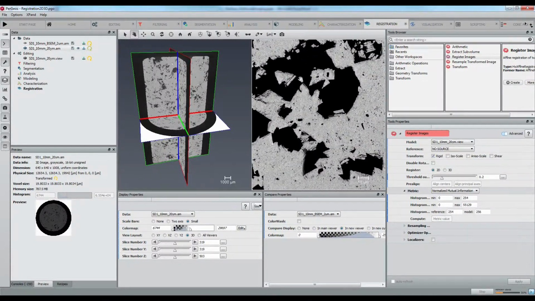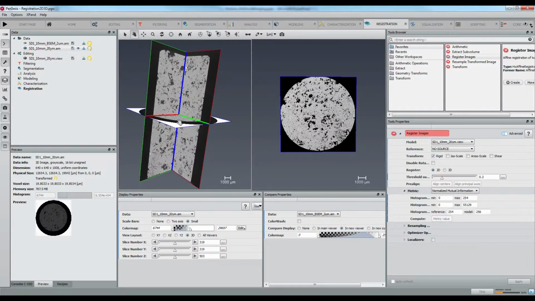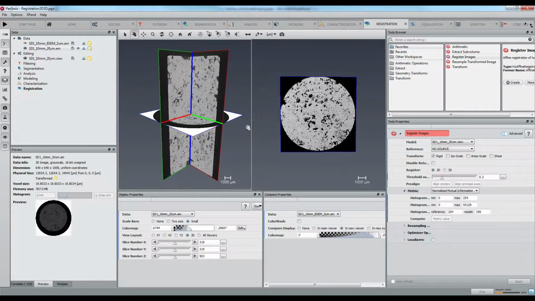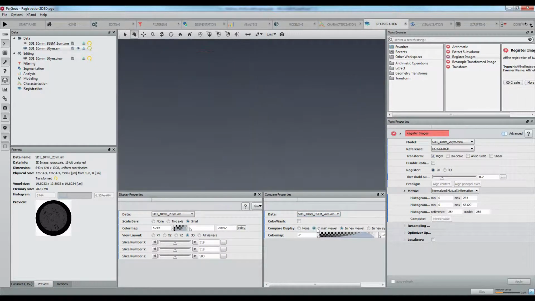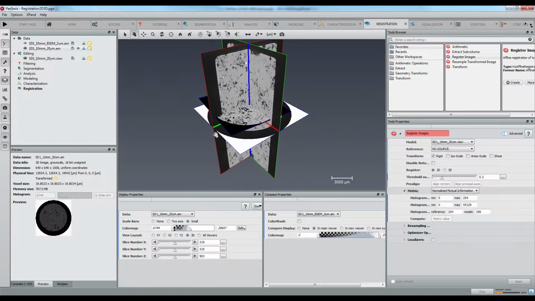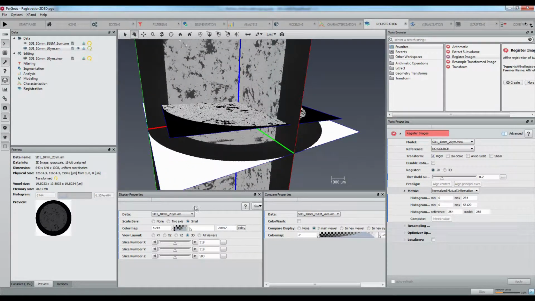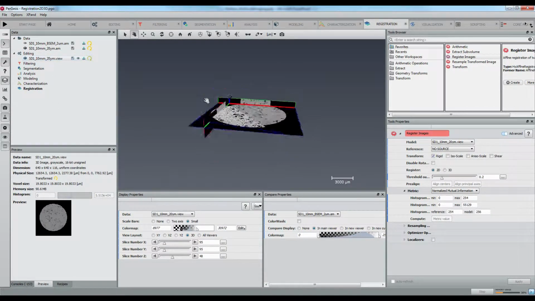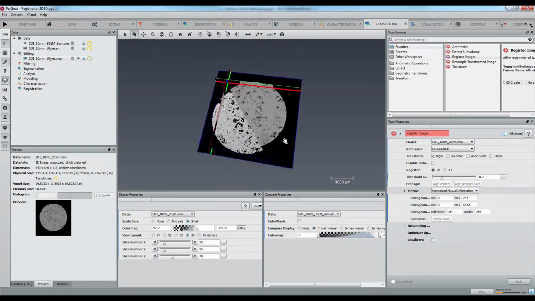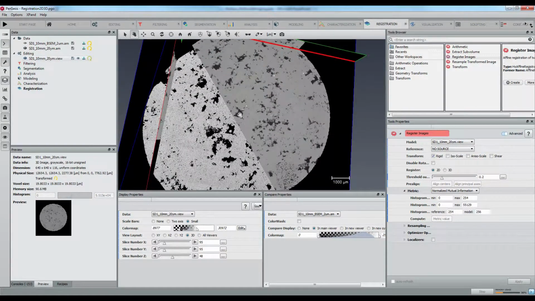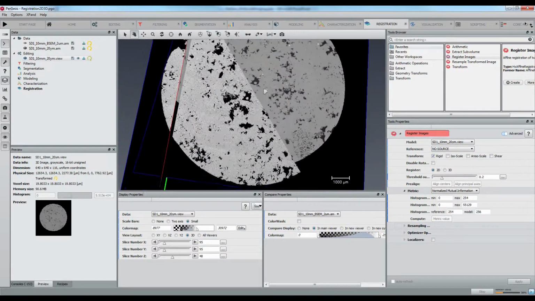We have here a 2 micron resolution SEM image acquired after cutting the middle of a 10mm plug scanned at 20 micron resolution. The registration computes an affine transformation by minimizing the difference between two datasets. We will use here a subset of the whole plug in order to reduce computation time.